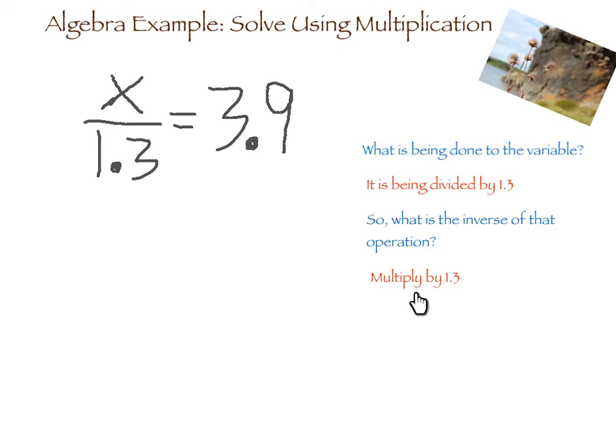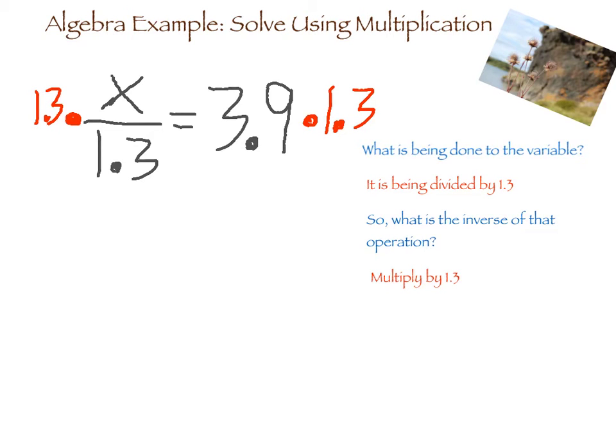So now I'm going to go ahead and do the inverse, or multiply both sides by 1.3. I do it on this side to cancel out the 1.3 that I'm dividing by. Multiplying by 1.3 and dividing by 1.3, our inverse operations will cancel each other out. And then I need to do the same on this side to balance.